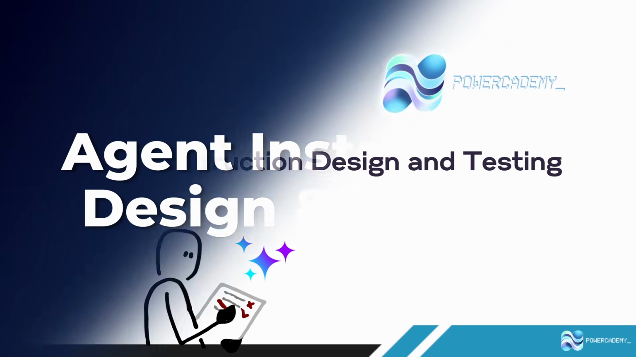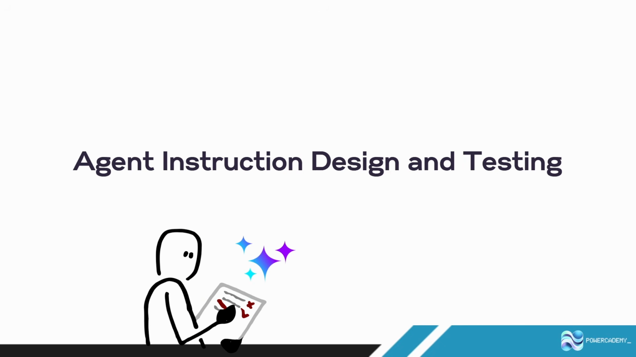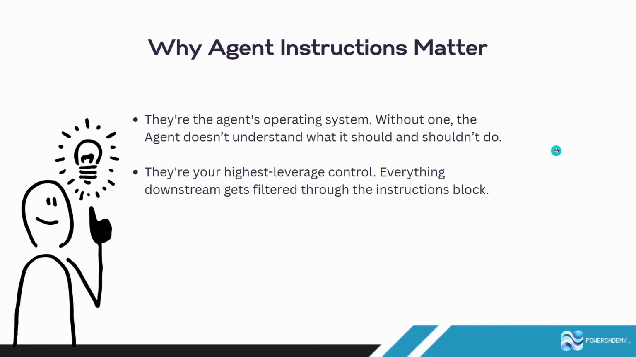Okay, so for this section, we're going to go through agent instruction design and testing. So agent instructions, you saw, were automatically generated for us when we built our agent. And I think they often get overlooked, and some people might put a line or two in there, but they're effectively the agent's operating system. And without one, the agent doesn't really understand what it should and shouldn't do. In my opinion, they're one of your highest leverage control points because everything downstream, which interacts with the user, gets filtered through the instructions block.